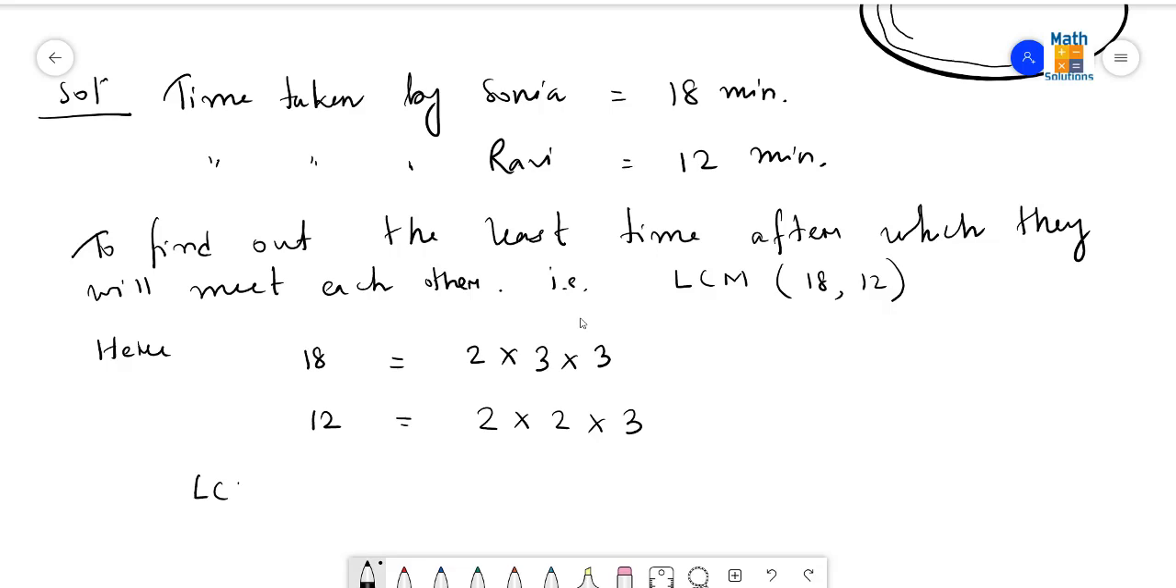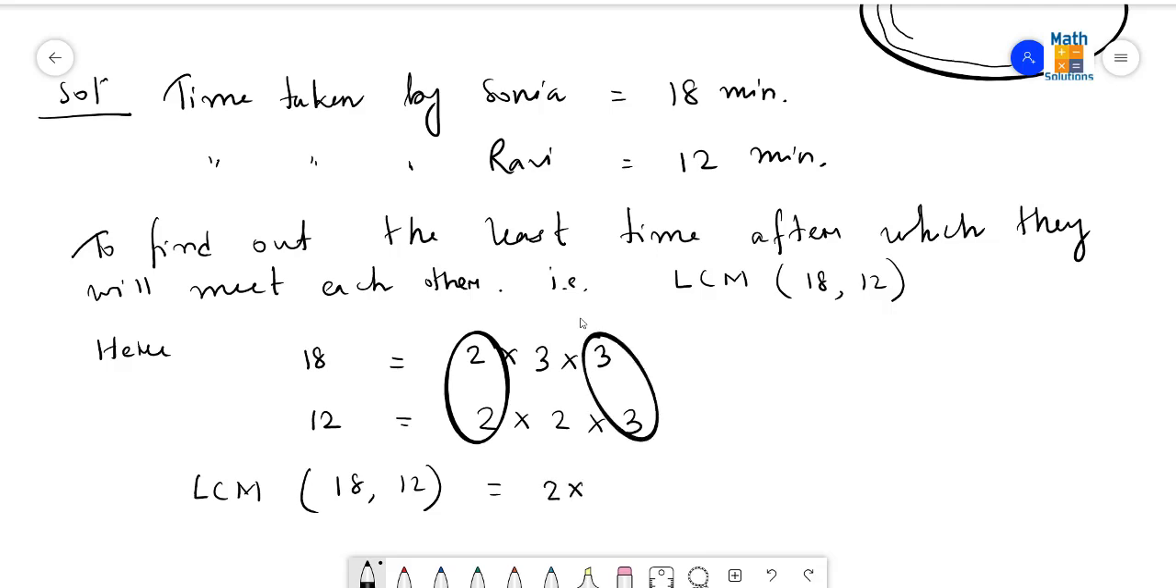So LCM, in what way can we take here? For 18 and 12, the common terms are 2 and 3. Common terms in both cases we have to consider once, and all the uncommon terms we have to take along with the common terms. Let us check what result we get. The product will be 36 minutes, and that is the answer. So with this, the exercise gets over.